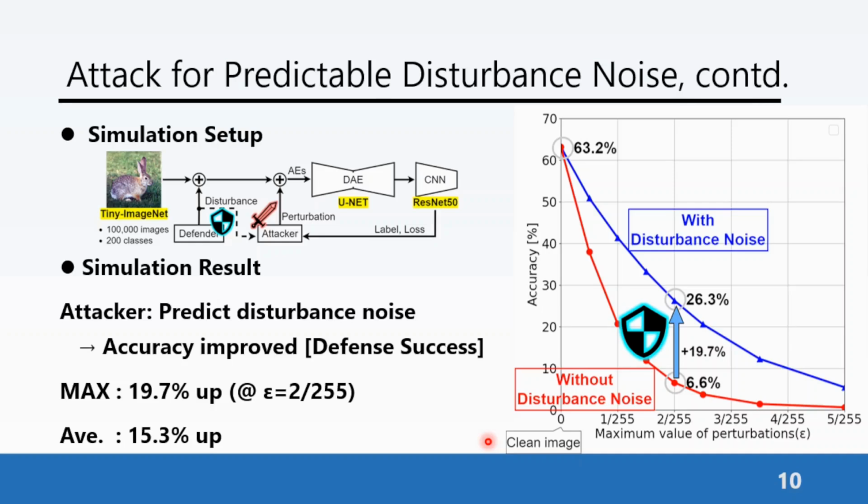So, for the blue lines, as the perturbation increased from 0.525 over to 155, the accuracy decreases gently compared to the red line. This indicates that the attacker must add a significant amount of perturbation to cause high probability misclassification. In other words, disturbance noise helps to remove the adversarial perturbation by the DAE.